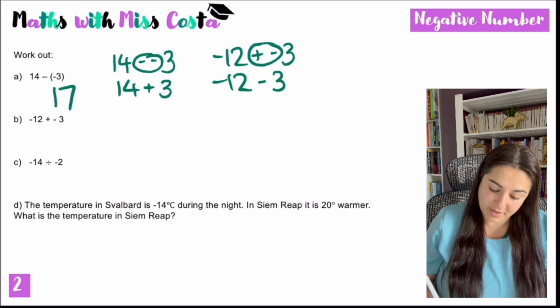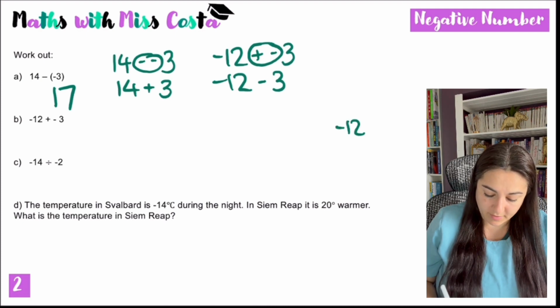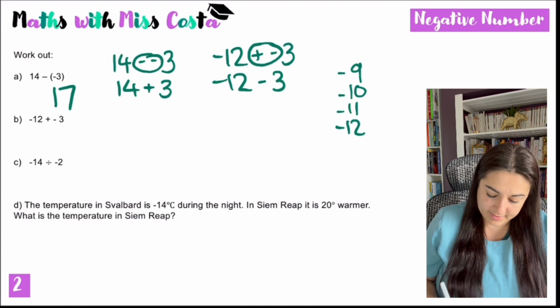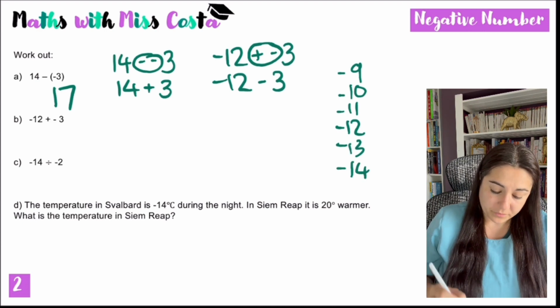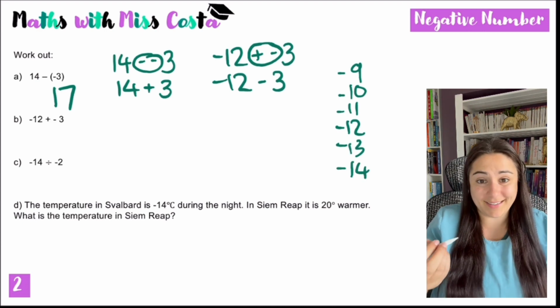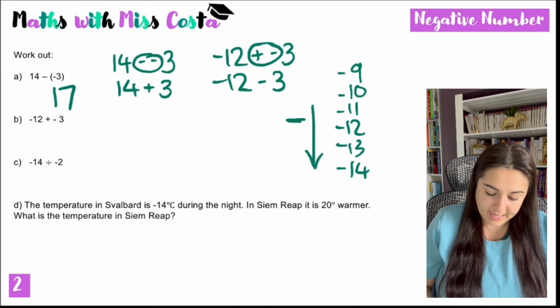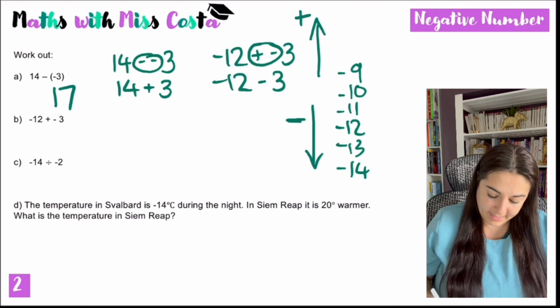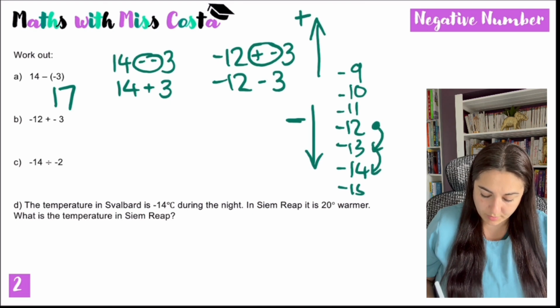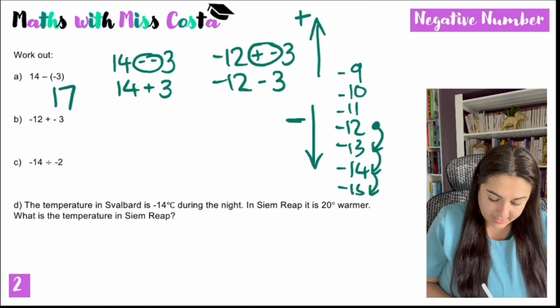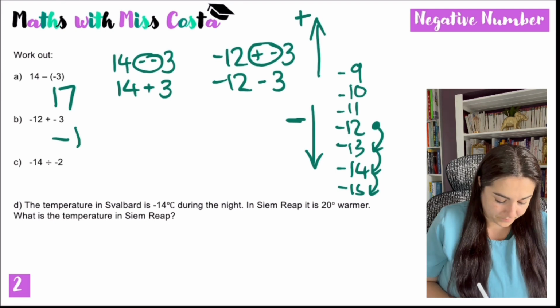Now we've got -12, take 3. So you could just draw yourself a quick number line. -12, going upwards and downwards. Now, whenever you're subtracting, that means it's getting colder. So whenever you subtract, you always go down the number line. If you're adding, you go up the number line. In this case, I start at -12 and I'm going to subtract 3. So I go down 1, 2, 3. So that would give me -15.